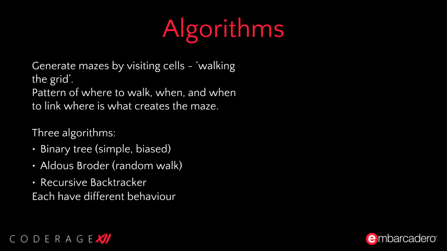They are binary tree, which is a simple and quite biased algorithm. Aldous-Broder, which is a random walk algorithm. There are a number of different random walk algorithms. This is one of them. And recursive backtracker, which is a constrained random walk algorithm. And each have different behavior.